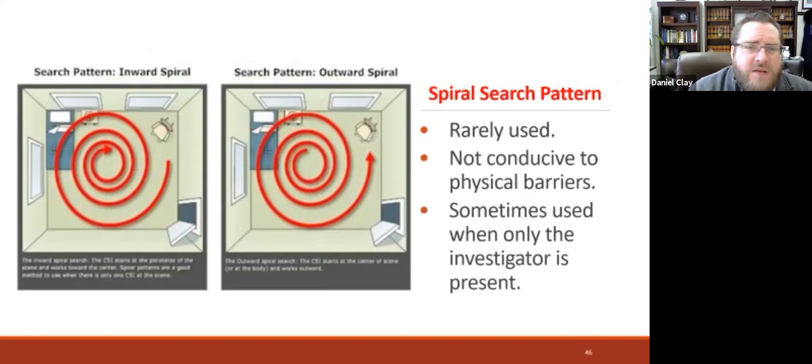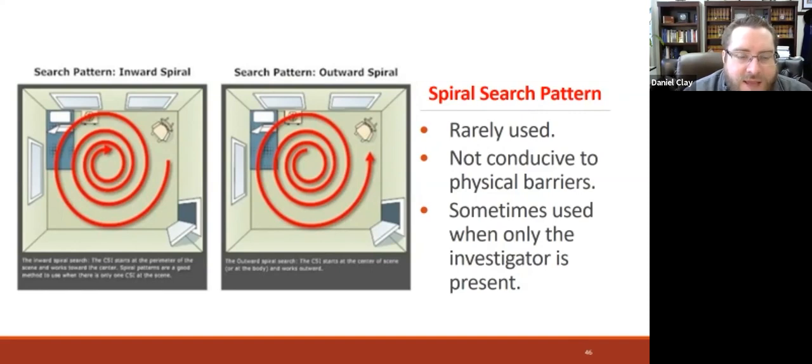So then we have the spiral patterns, right? Spiral patterns are good when there's only one CSI or one investigator, one detective on the scene, or one investigator doing it, I should say, right? That being said, they're very rarely used. And the reason they're very rarely used is because they're not really conducive to physical barriers, right? So take a look at the photographs in front of you.